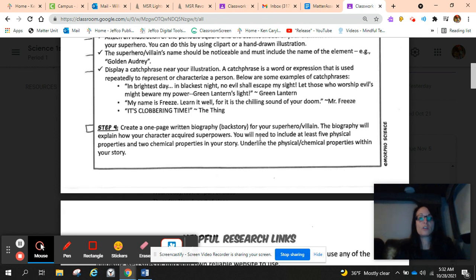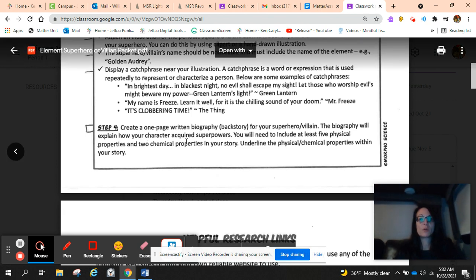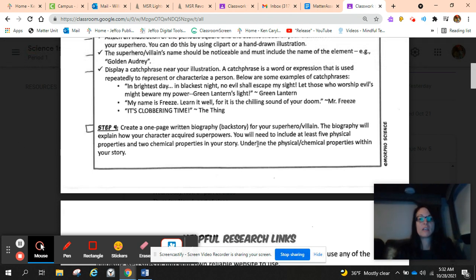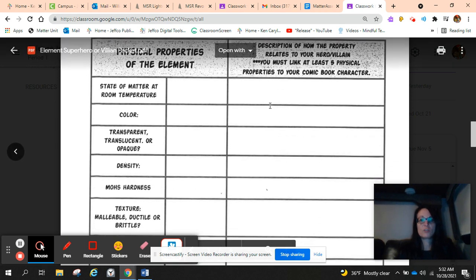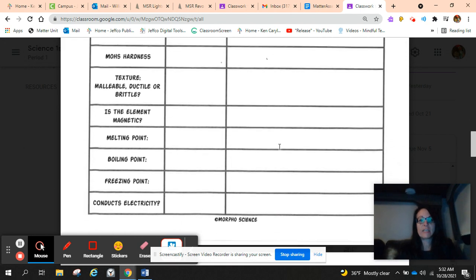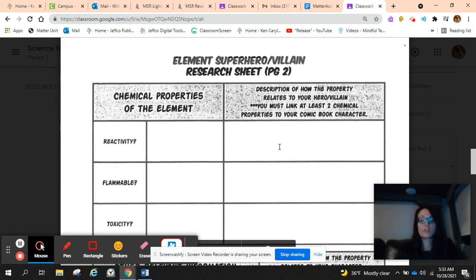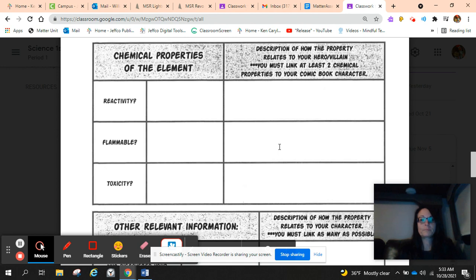In your story, you will need to include those 5 physical properties and your 2 chemical properties. So I asked you to highlight here, it says underline. So highlight the physical properties within your story. So those come from our research page. Your 5 properties that you're connecting to your character have to be highlighted in that biography, whether it's typed or written.